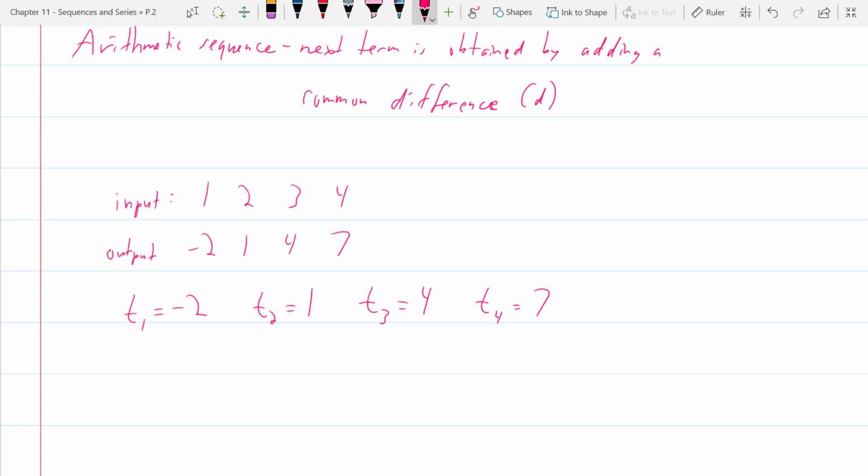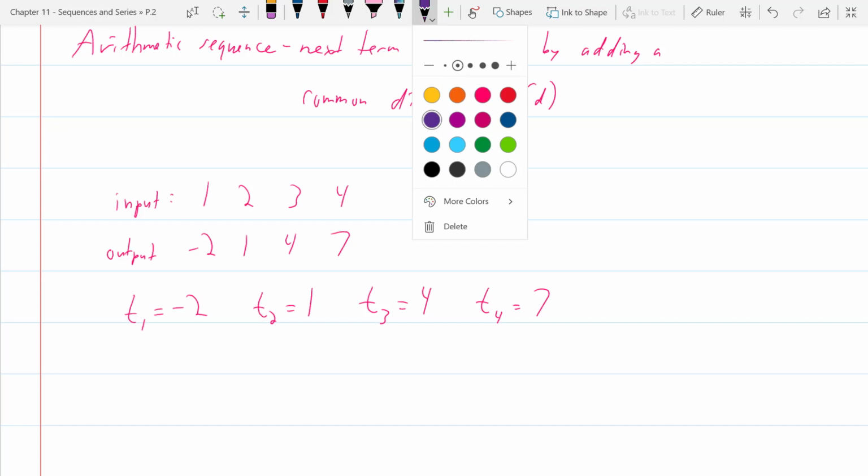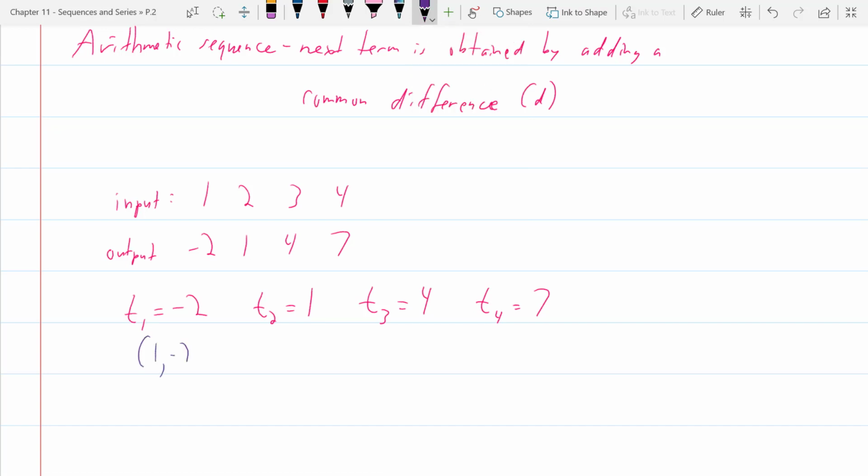We use the notation with the t with a subscript instead of doing ordered pairs, but it really means exactly the same thing. So this is the ordered pair 1, -2, this is the ordered pair 2, 1, this is the ordered pair 3, 4, and this is the ordered pair 4, 7. So that is an example of an arithmetic sequence. And you could keep this going forever.